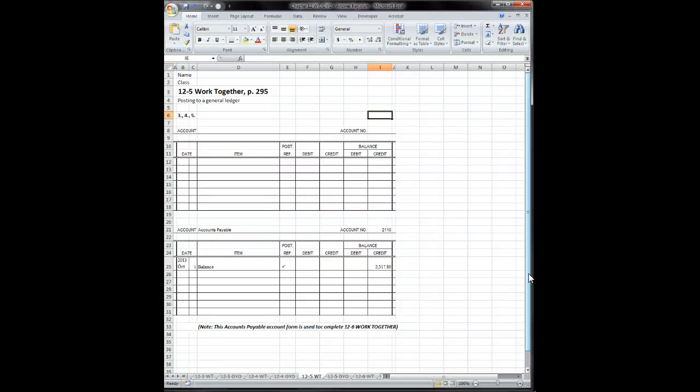This is the walkthrough for 12-5 Work Together. We're on page 295 in your textbook. Our objective is to post to a general ledger.